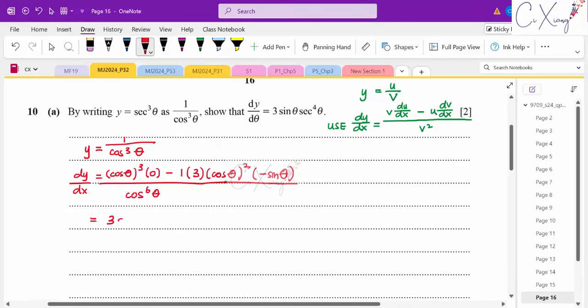Positive 3 sine theta and then cos square theta divided by cos power 6 theta here. Then this can be cancelled off and this will become a 4. Then 3 sine theta over cos power 4. 1 over cos power 4 can be written as secant, right? So you're having secant power 4 theta. So this is how we get the answer that it wants to prove.